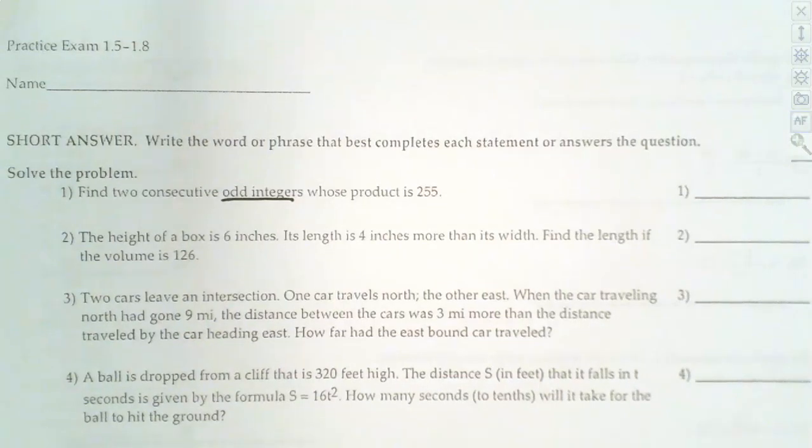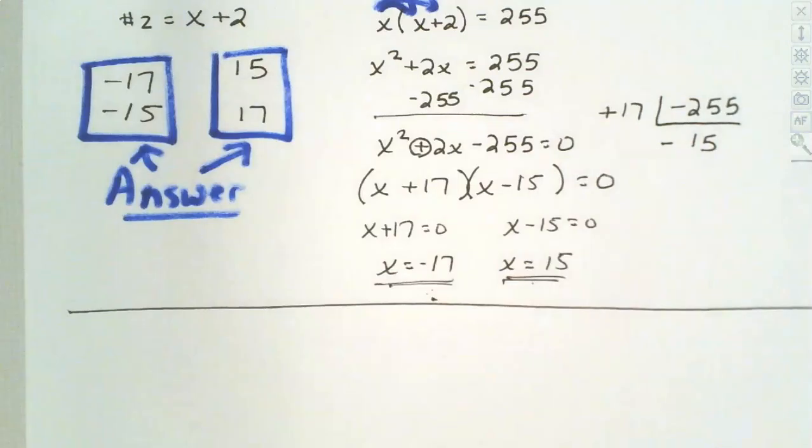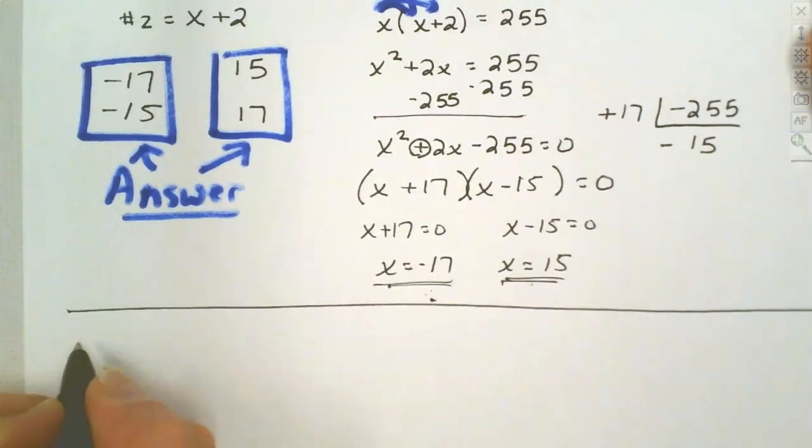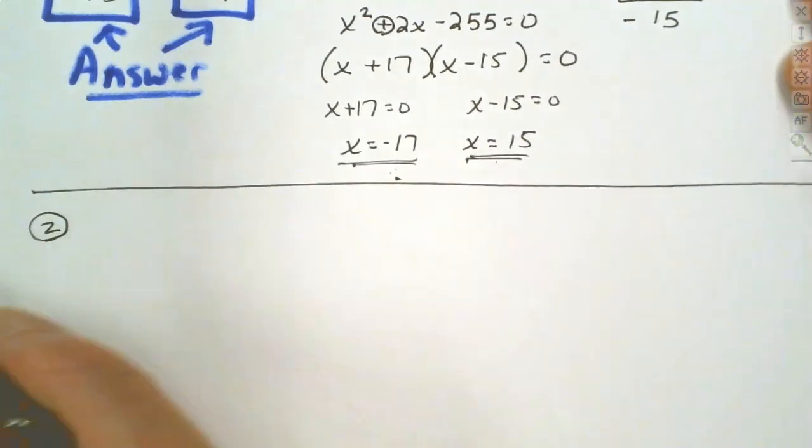The height of a box is 4 inches. Its length is 4 inches more than its width. Find the length if the volume is 128. So what do we know about this? This is a 3-dimensional object, it has a volume.